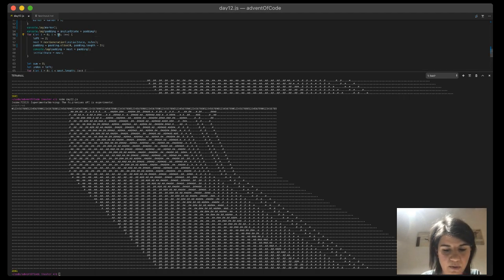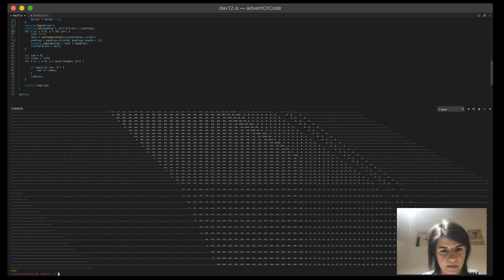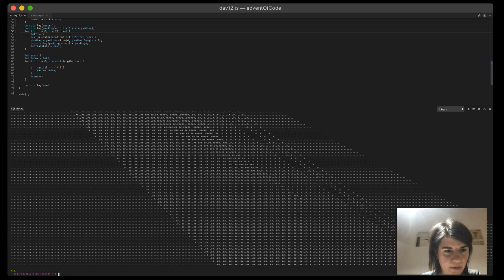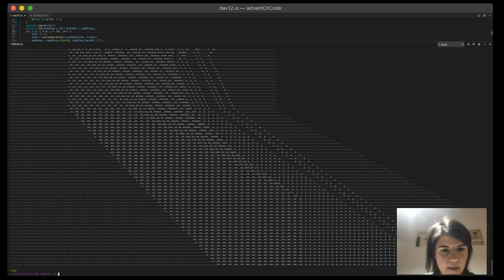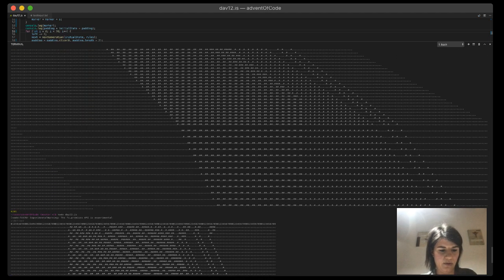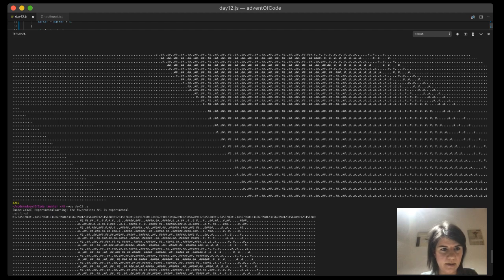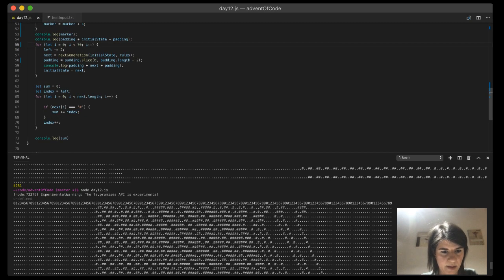So if we go to 70. Oh, it's so pretty. Okay, so I have this weird point here at which they start moving right. Oh no, they're not starting to move right. I'm silly. That's just because my padding is off. So let me fix the padding. Let me get this to readable again.